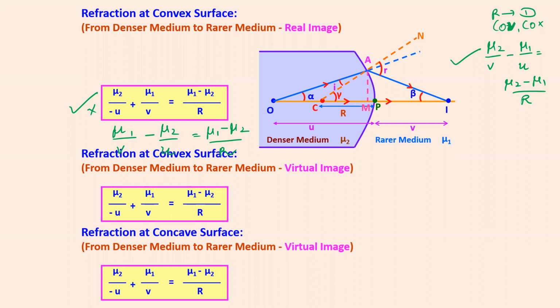If it is there, I will check. It is not there only. You have both the rarer to denser also, you have virtual image, and denser to rarer also, you have virtual image only. Okay. There is no confusion. Do not worry. Like this only.